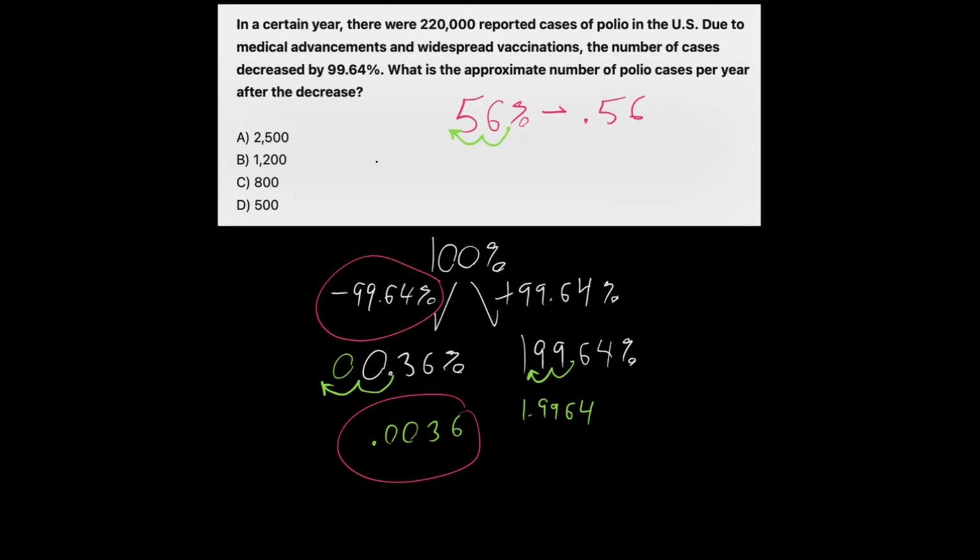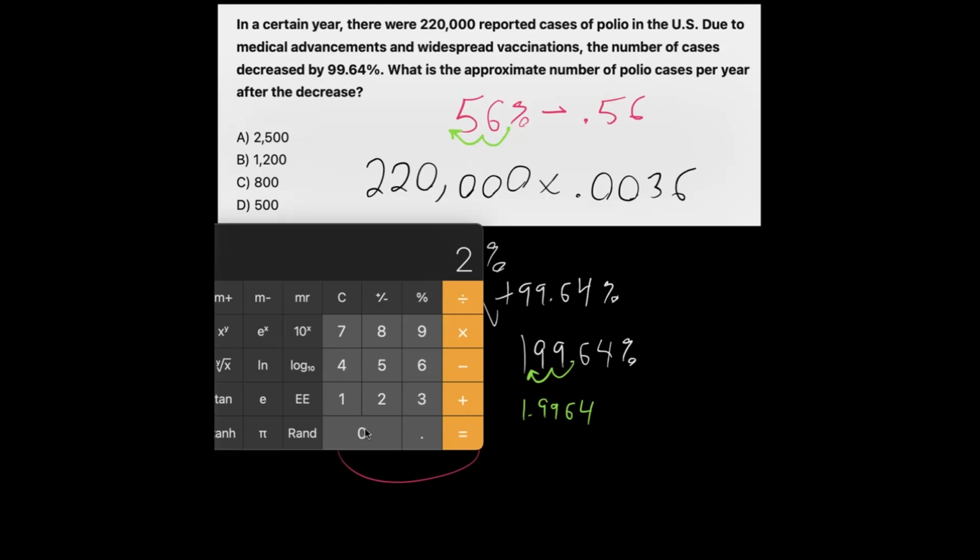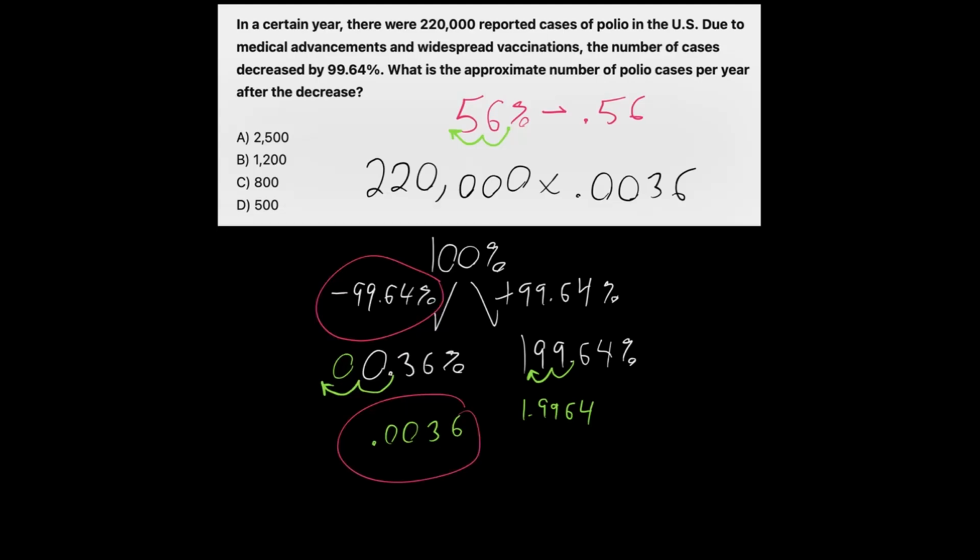So let's go ahead and do that. 220,000 times 0.0036. Let's do that on the calculator. So we have 220,000 times 0.0036, and that comes out to 792. So let's write that here. And that's approximately, in other words, you can generalize, it's approximately 800.